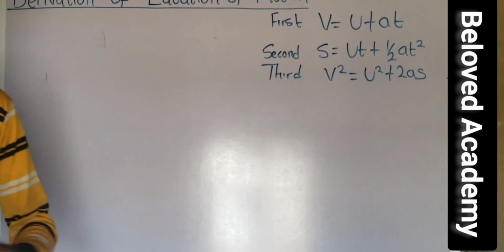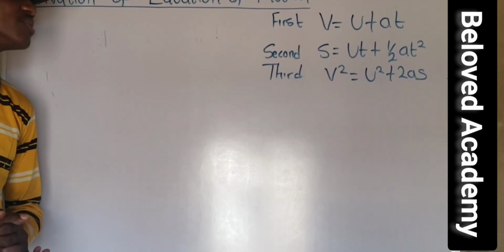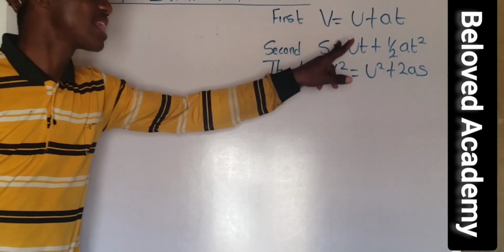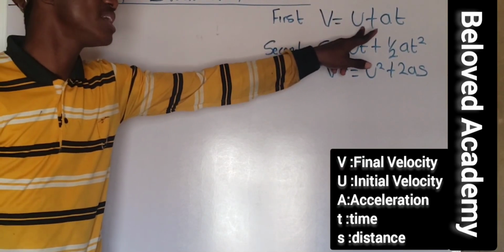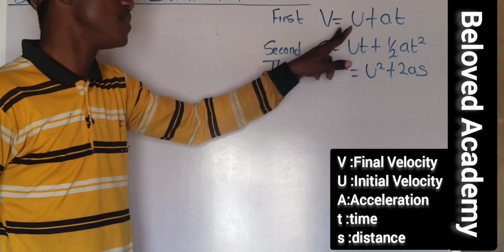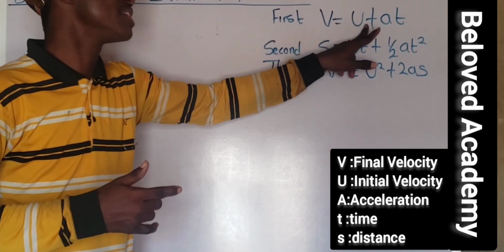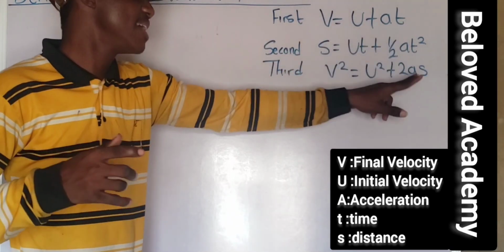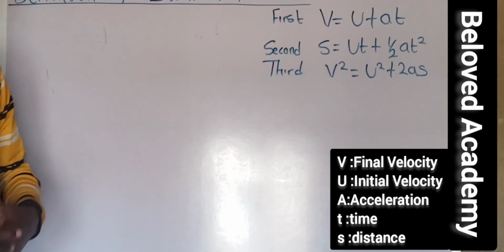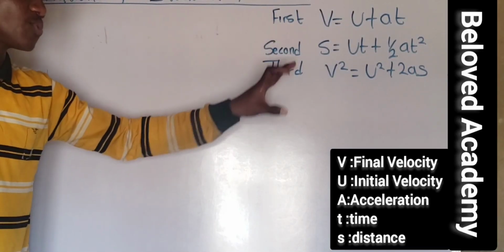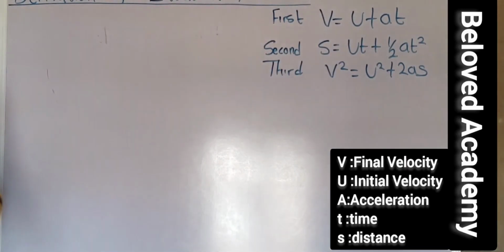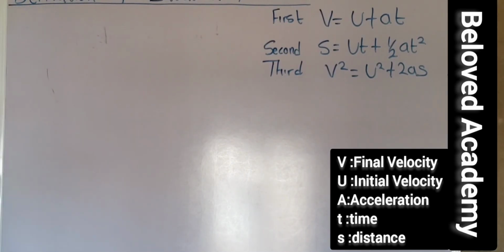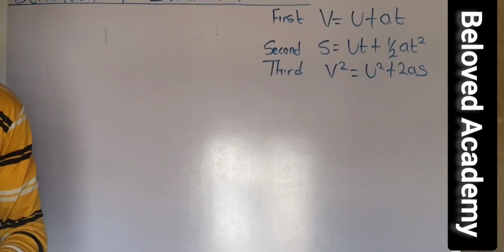Now, having derived the three equations of motion, you can see we have the first, second, and third. The parameters here: v is the final velocity, u is the initial velocity, a is acceleration, and t is time. s is the distance. Do you understand? These are the parameters that we have in this equation. Now, before we solve any question, I want you to note 3 points. I want to write these 3 points down.